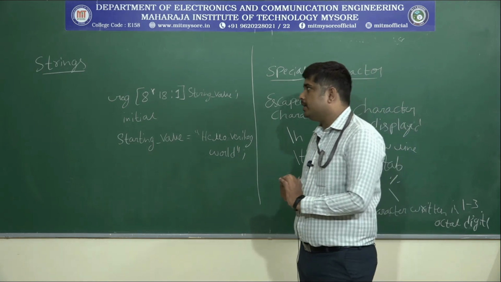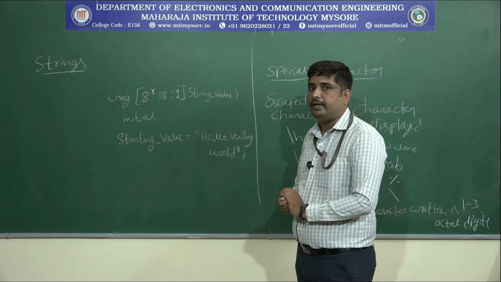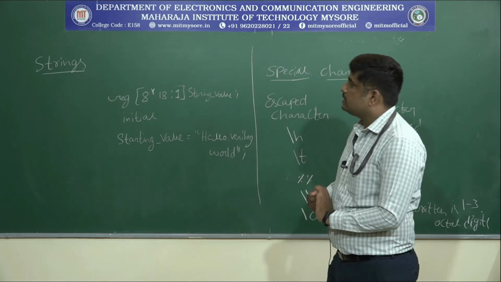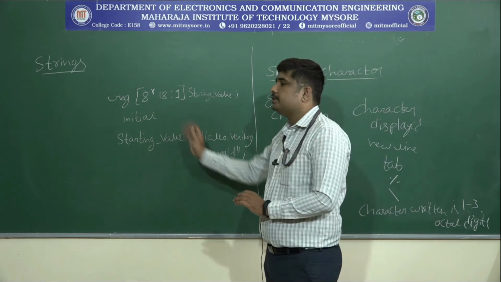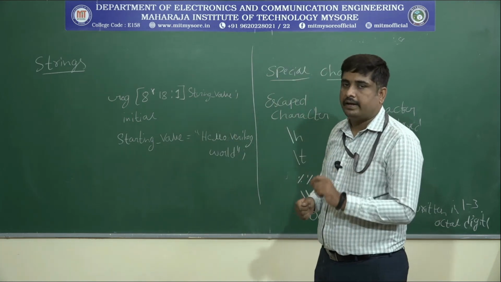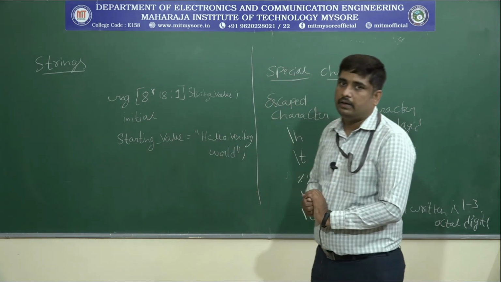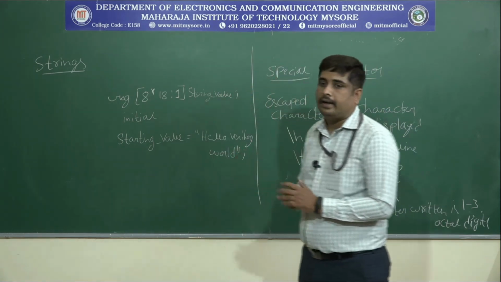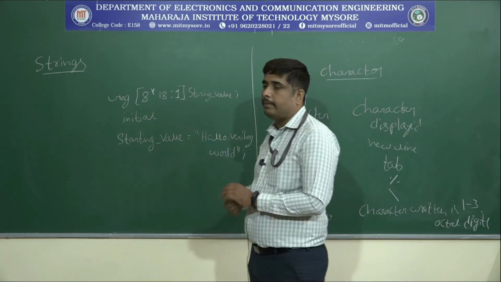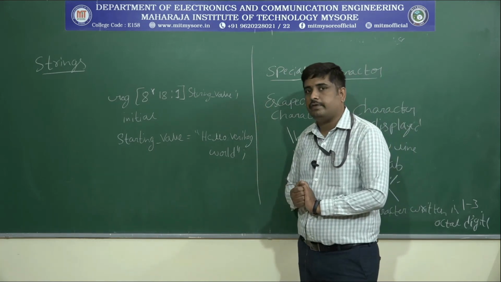One more condition here: the string should be 8 bits wide, that is, 1 byte. Suppose the register is greater than the string; at that time the leftmost bits are 0. Suppose the string is greater than the register; at that time the leftmost bits are truncated. Those are some conditions with respect to strings.